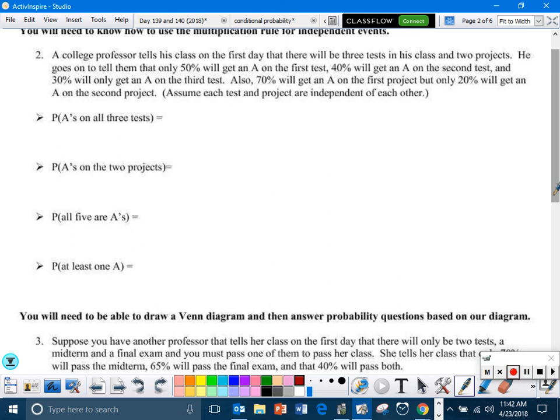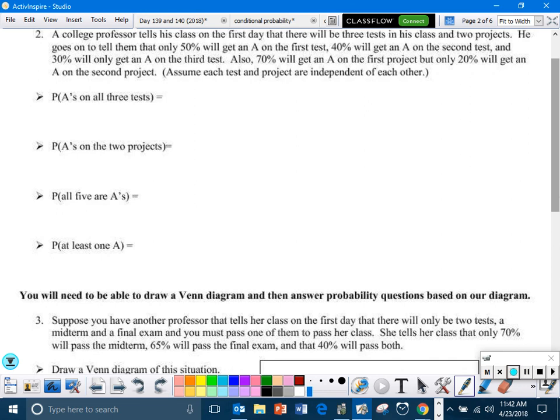A college professor tells his class on the first day that there will be 3 tests in his class and 2 projects. He goes on to tell them that only 50% will get an A on the first test, 40% will get an A on the second test, and 30% will get an A on the third test. He then goes on to tell them that 70% will get an A on the first project, 20% will get an A on the second project.